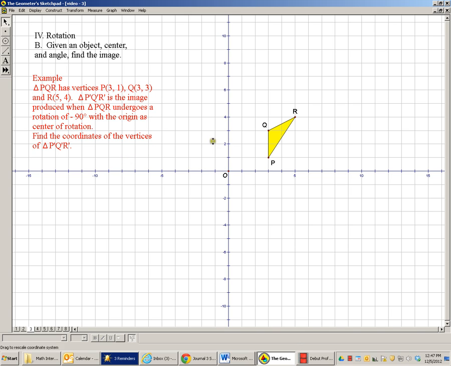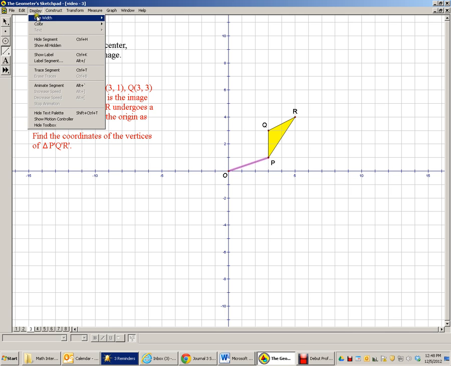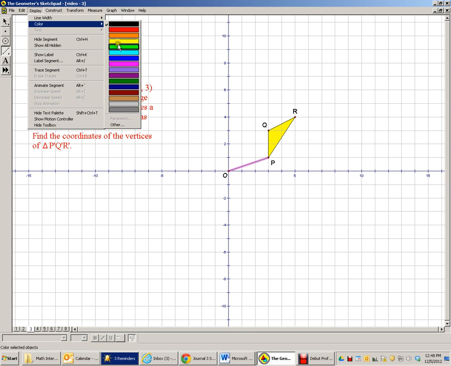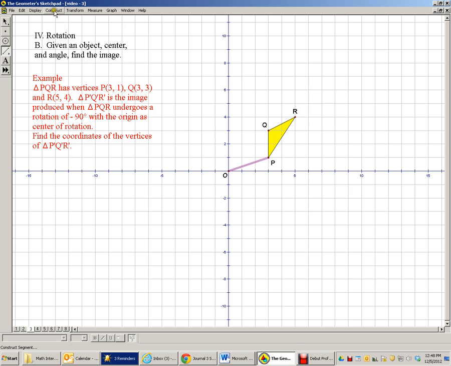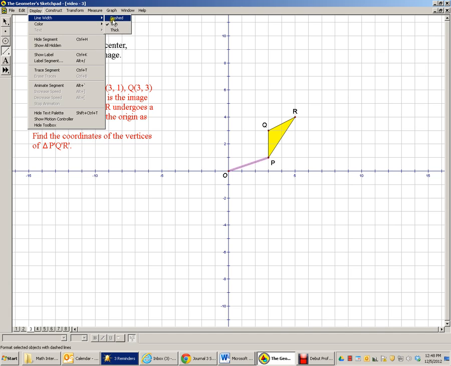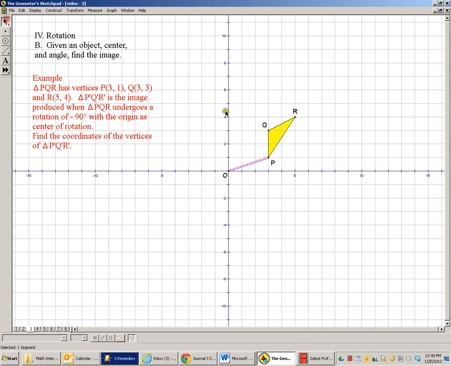Okay, so if I'm a student now and using my pencil and my ruler and my compass and protractor and all this stuff, and I want to rotate this triangle, I'm going to do it one point at a time. Like, I might start by pulling out my ruler and drawing a line from the center of rotation, which is the origin, over to P. And I'm going to give that a different color just so we can tell, and I'm also going to show it dashed.